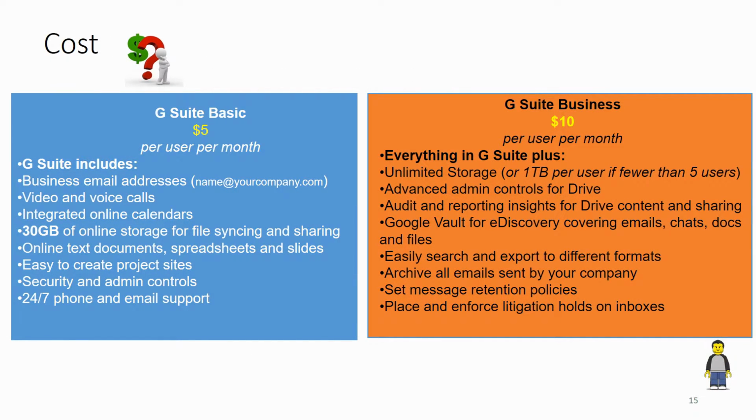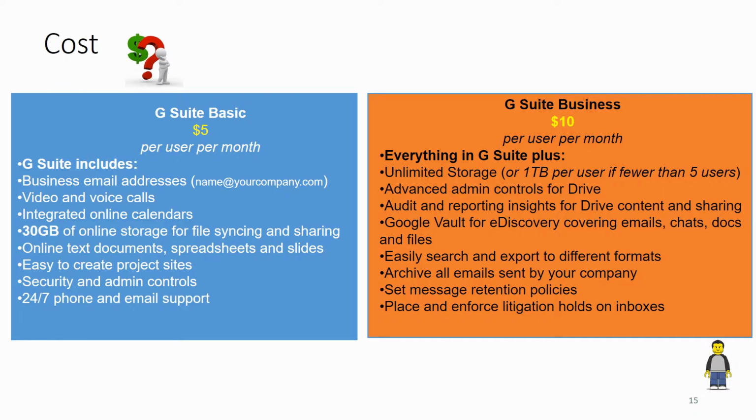The G Suite basic plan currently is at $5 per user per month, and that includes business email addresses, name at yourcompanyname.com, video and voice calls, integrated online calendars, 30 gigabytes of online storage for file syncing and sharing, online text documents, spreadsheets and slides, easy to create project slides, security and admin controls, and 24/7 phone and email support. And that's basic.